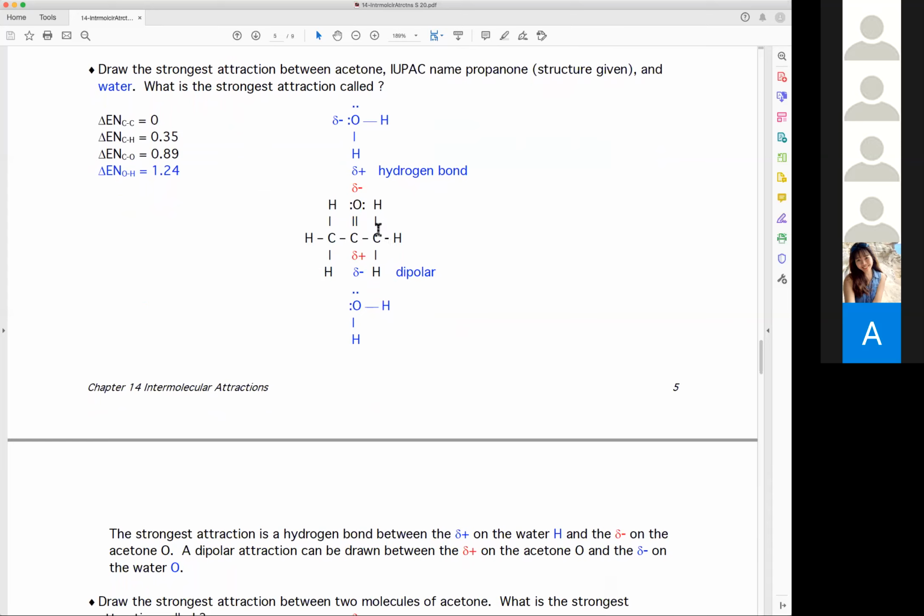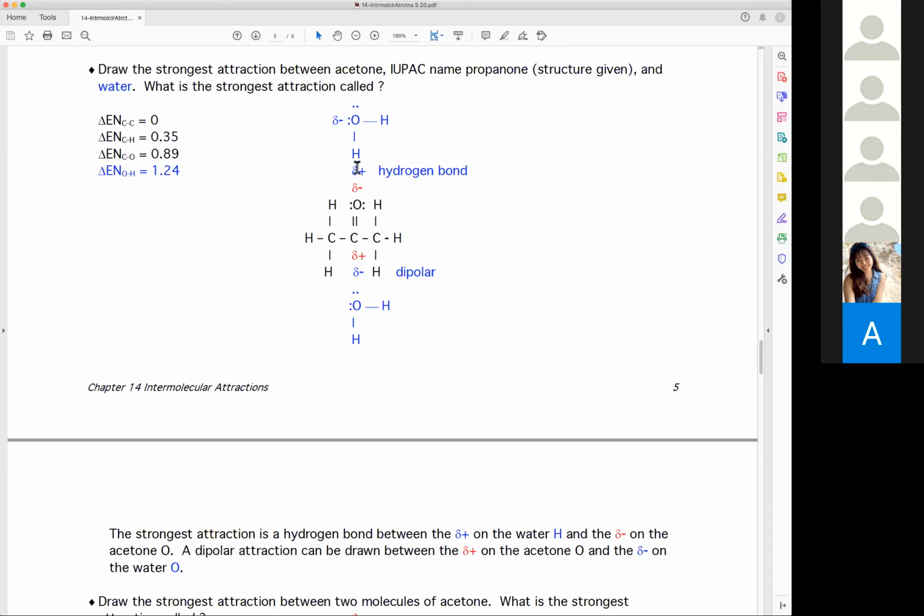You look at all these carbon hydrogens, those are all nonpolar. The only polar bond in here is between the carbon and the oxygen. So here I put the dipole accordingly. You recall how to do that, right? The difference in electronegativity between carbon and oxygen is greater than 0.5 and less than 1.7. So I put charges on it. Same with water. So here's a hydrogen bond.